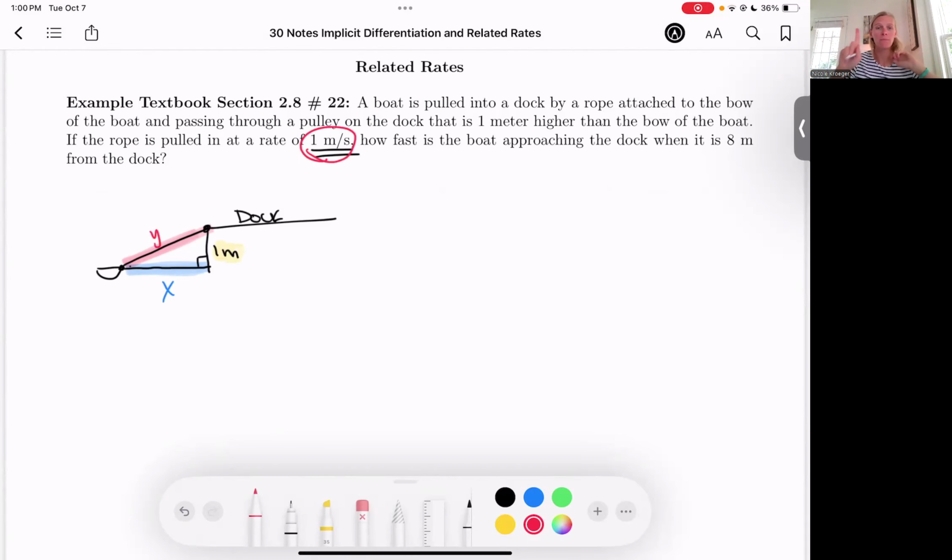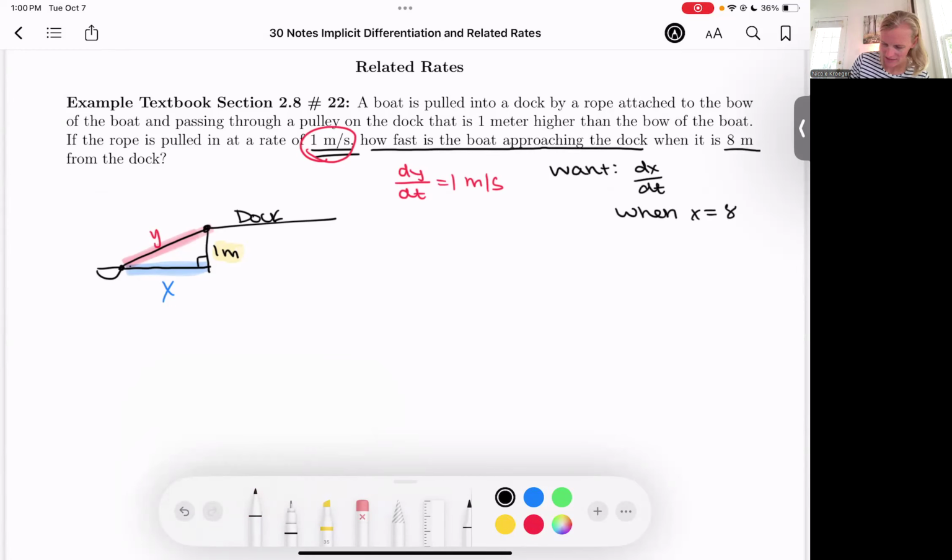We are not going to put the 1 meter per second on the diagram because that's a rate and not a distance. The 1 meter per second is how quickly the red line is changing, so that's the rate of change of y. So the 1 meter per second is telling me that dy/dt is 1 meter per second. And the thing we want to know is how fast the boat is approaching the dock, so we're looking at how quickly the blue side is changing. What we want is dx/dt when x is equal to 8. That's the information we're trying to find.